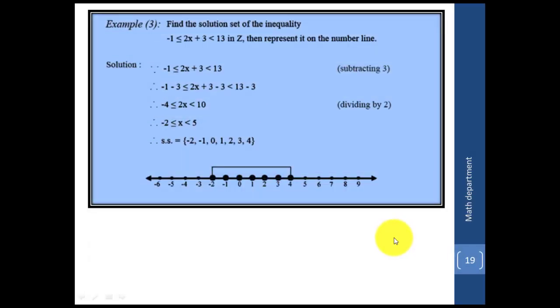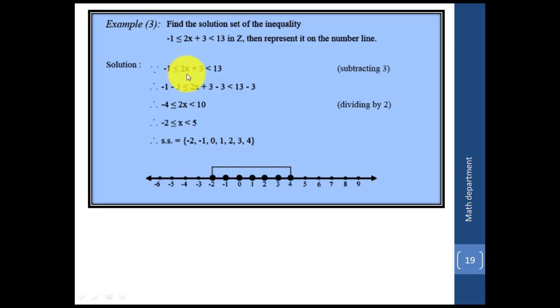Another example. Find the solution set of the inequality 2x plus 3 more than or equal to negative 1 and less than 13. I want to find the solution set in integers and represent it on the number line. Okay, it is the same. Here we have two sides, the left and the right, and our number is included between the two sides.